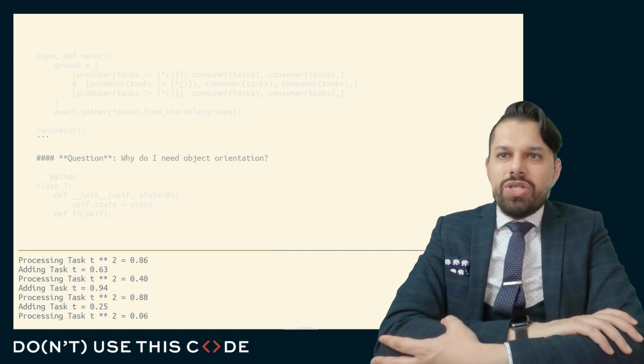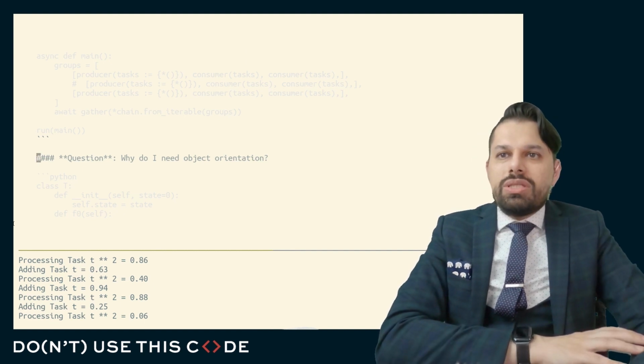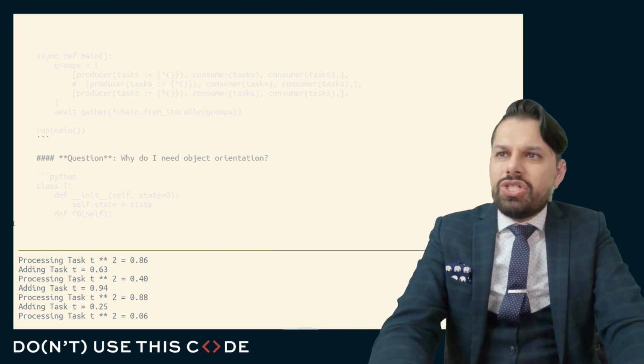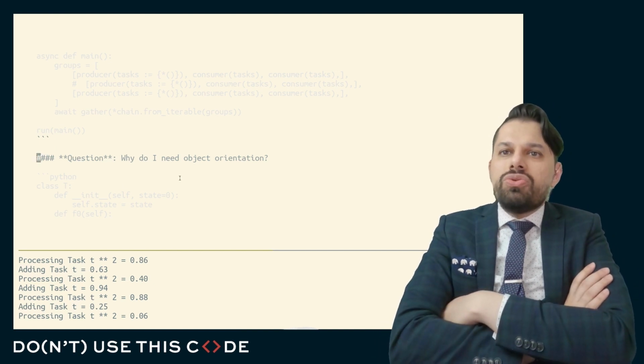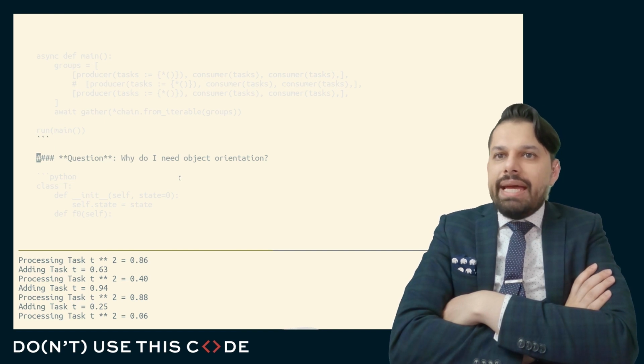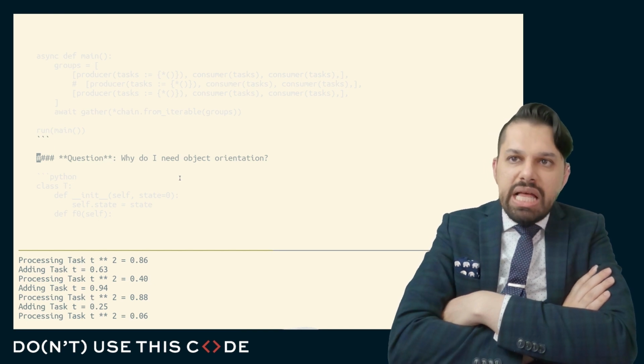Why do I need object orientation? This seems like the most basic of all of our questions because object orientation is just something we take for granted. It's something that just kind of shows up in our code and we learn it, and maybe we picked it up from when we used Java or when we used C++ last.